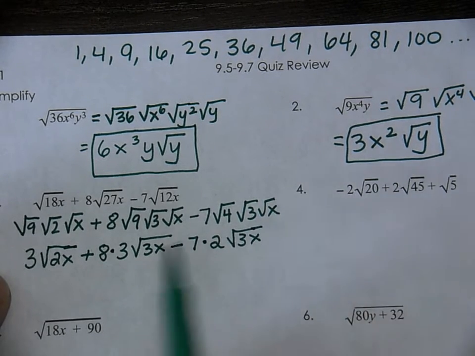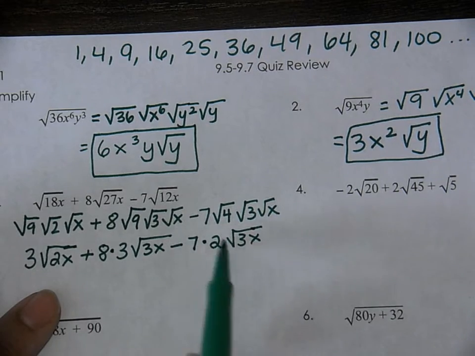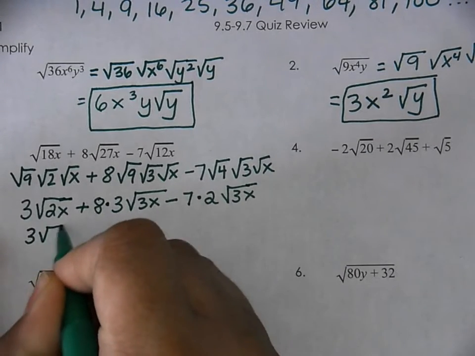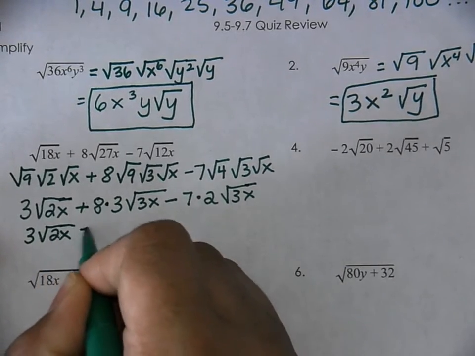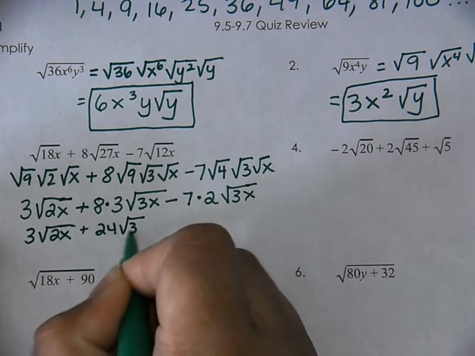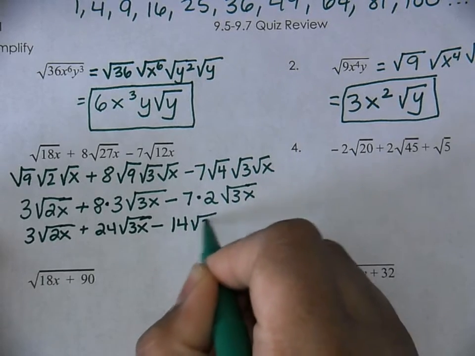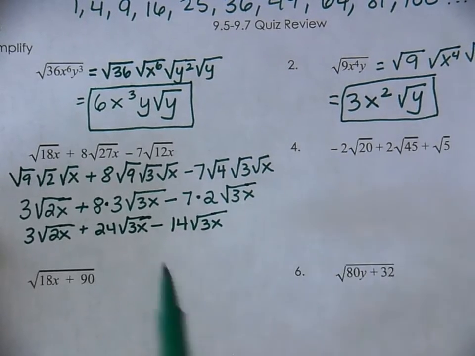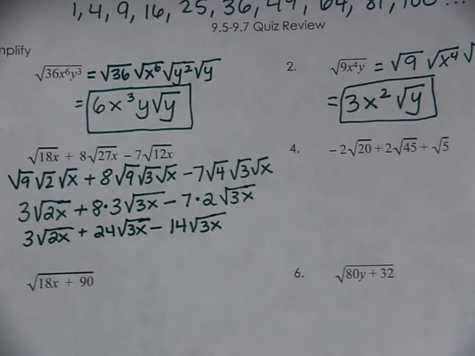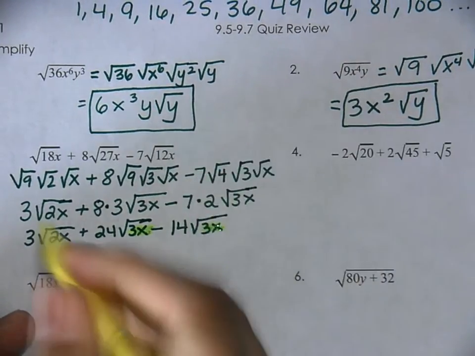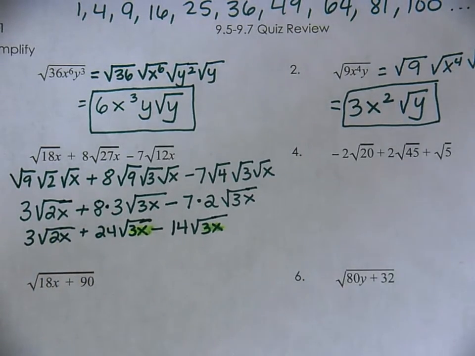So we're almost there. You can always do this multiplication. You don't have to write it down each time. If you want to just simplify it in your head, that's fine. This would be 3 root 2x plus 24 root 3x minus 14 root 3x. And when I see that, I see the 3x's here, which I'll highlight so I can show you. These are the same. The 2x obviously is not. So the ones that we can combine are only the 3x's.